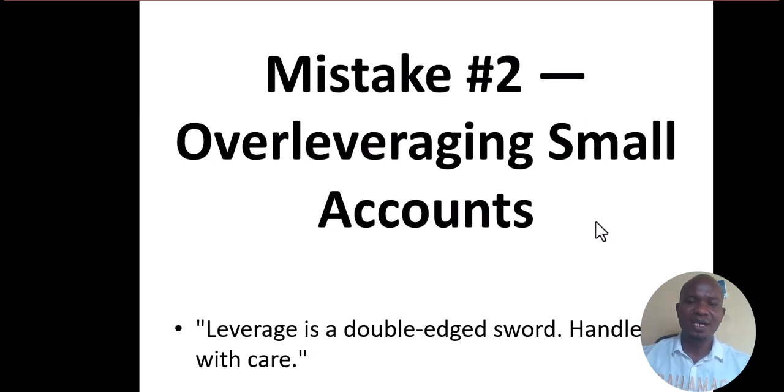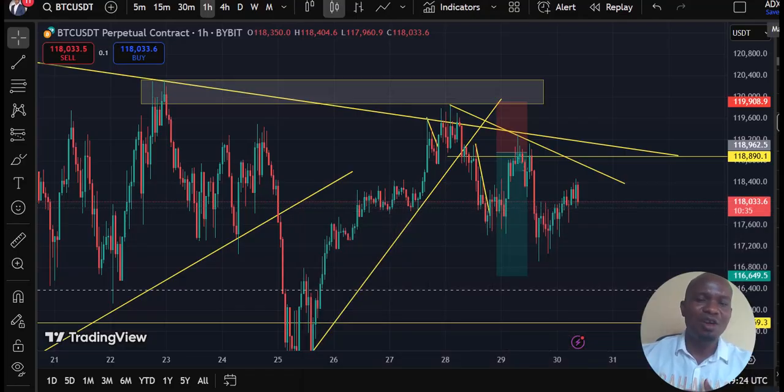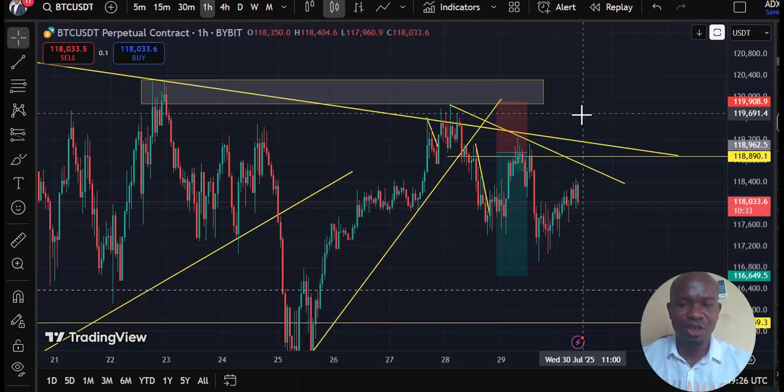So the second mistake is over-leveraging small accounts. You should understand that this is a long-term haul, guys, okay? Leverage is a double-edged sword that you need to handle with care. If you take too much risk on a small account, every slight pullback might take you out or even liquidate your account, or you get a margin call.